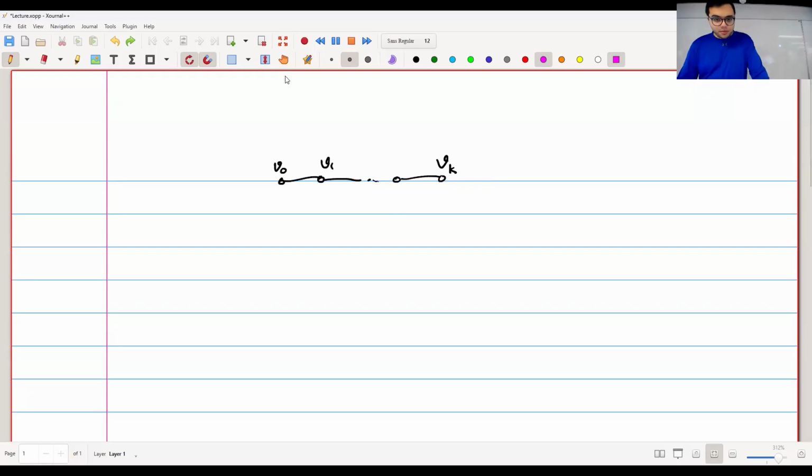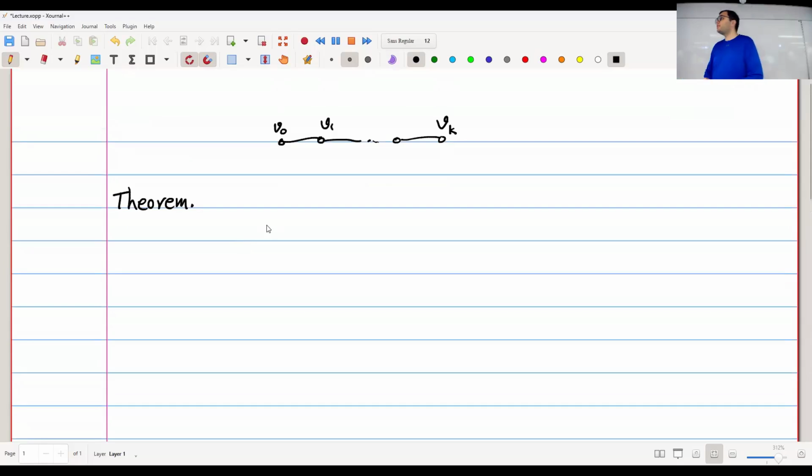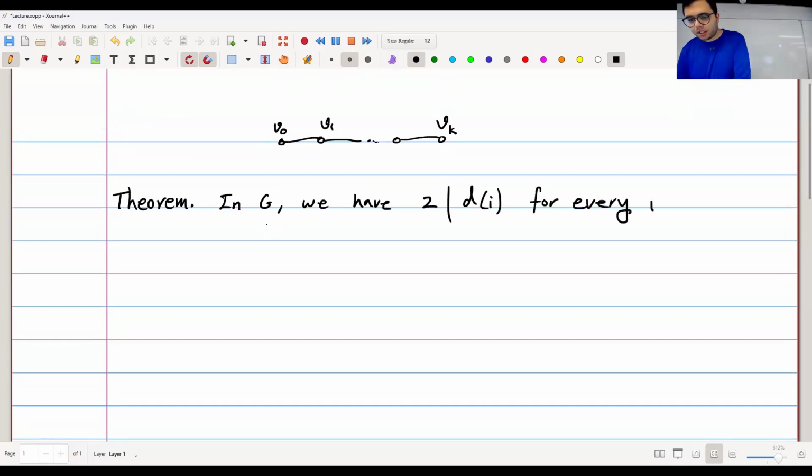Now, I want to prove something else. This is the first theorem for today. Suppose that all the degrees of the vertices in my graph are even. So in the graph G, the degree of every vertex is even. I want you to prove that this means I can decompose my graph into a bunch of cycles. So my graph G is a union of cycles, and of course, I mean disjoint union here.